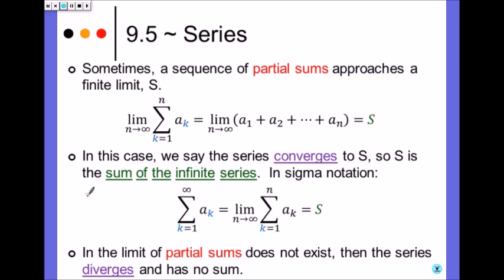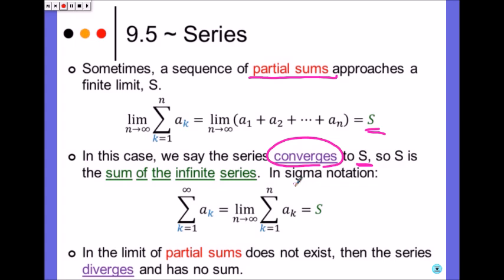The sequence of partial sums means a finite series, when you have a fixed number n. But here, this one is going to infinity. When you find the limit as n approaches infinity, and that equals s, we say the series converges to s. So s is the sum of the infinite series.